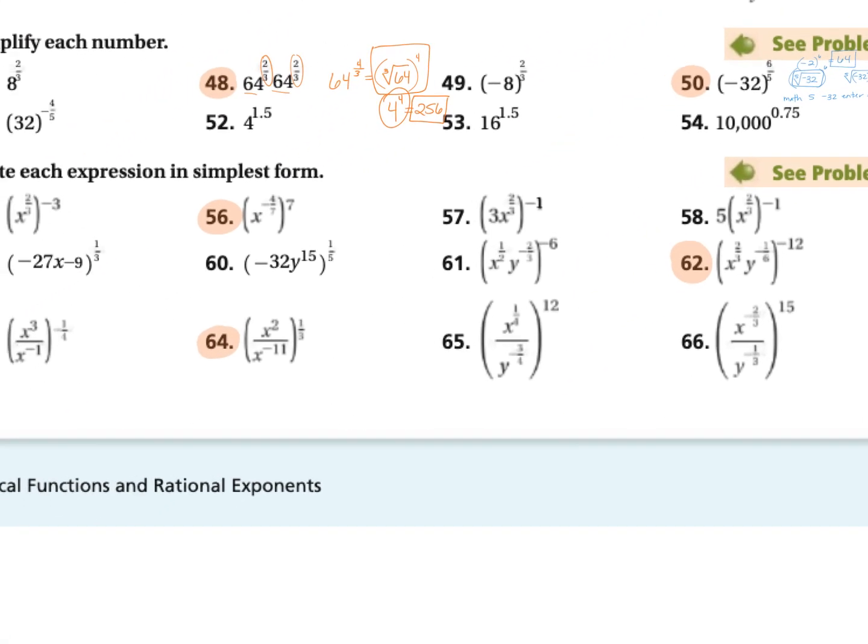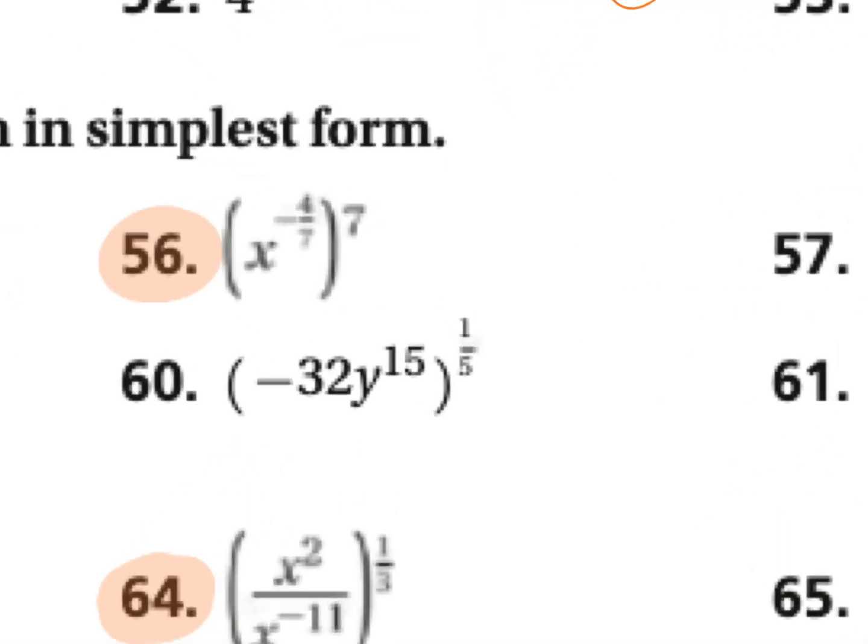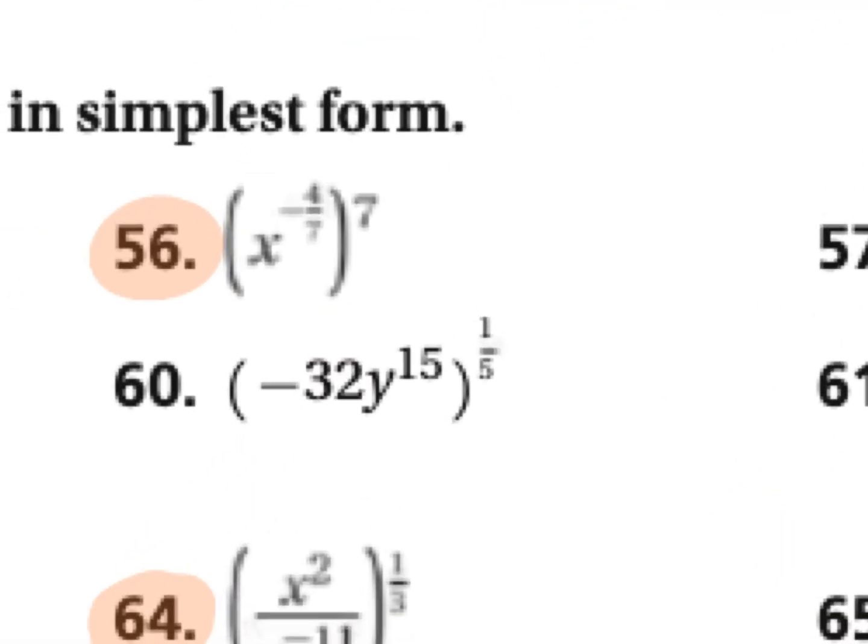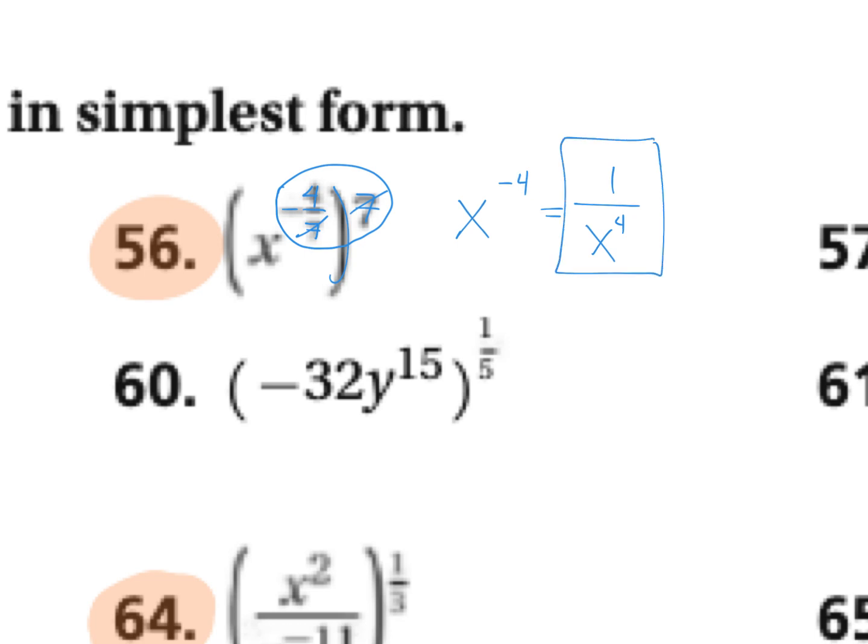Let's see. 56. Oh, this one's fairly lovely. You have a negative 4/7. Sorry, super blurry. Negative 4/7, and then we're taking it to the 7th power. So you can just multiply those powers right there. When you do that, you get x to the negative 4th power, right? The 7 over 7 is 1. X to the negative 4th is 1 over x to the positive 4th power, and that is your answer.